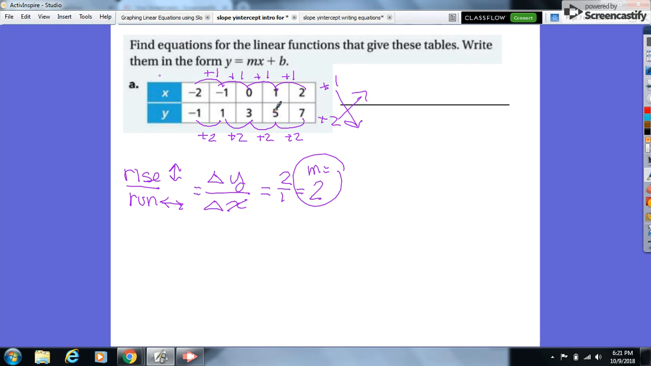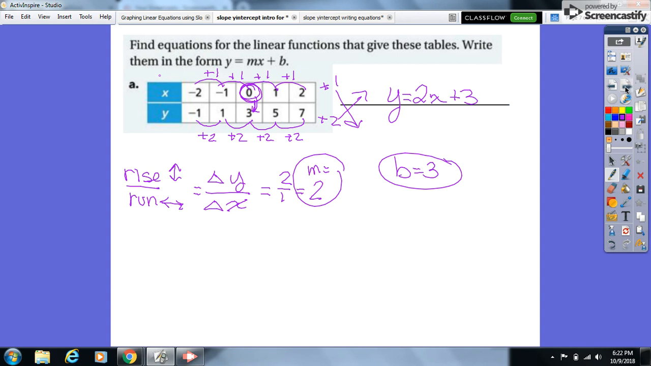Now, for the y-intercept, one of the things you learned was that the y-intercept is where the line crosses the y-axis. Well, when the line crosses the y-axis, it means for that ordered pair, the x value is 0. In my table, I can see 0 right here. That means that the number with the 0, this 3, is my y-intercept. Now that I've got my m and my b, I'm going to plug them into my equation. Y equals 2x plus 3.